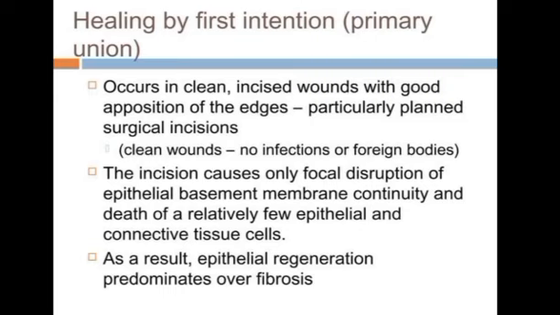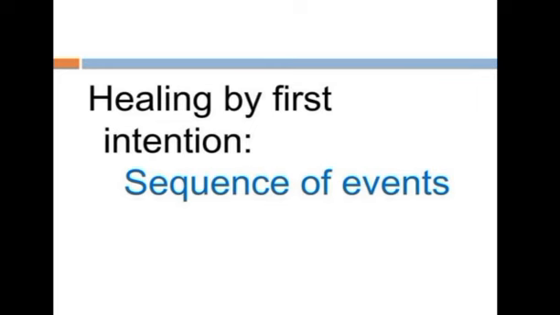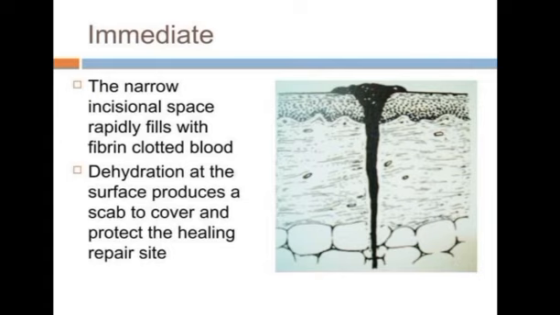The incision causes only focal disruption of the epithelial basement membrane continuity and death of relatively few epithelial and connective tissue cells. As a result, epithelial regeneration predominates over fibrosis. Healing by first intention, sequence of events. First one is immediate, the narrow incisional space.